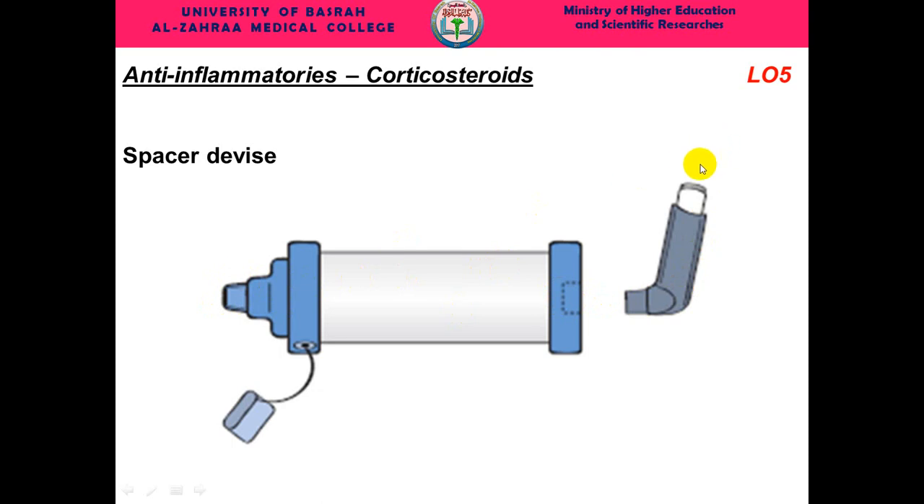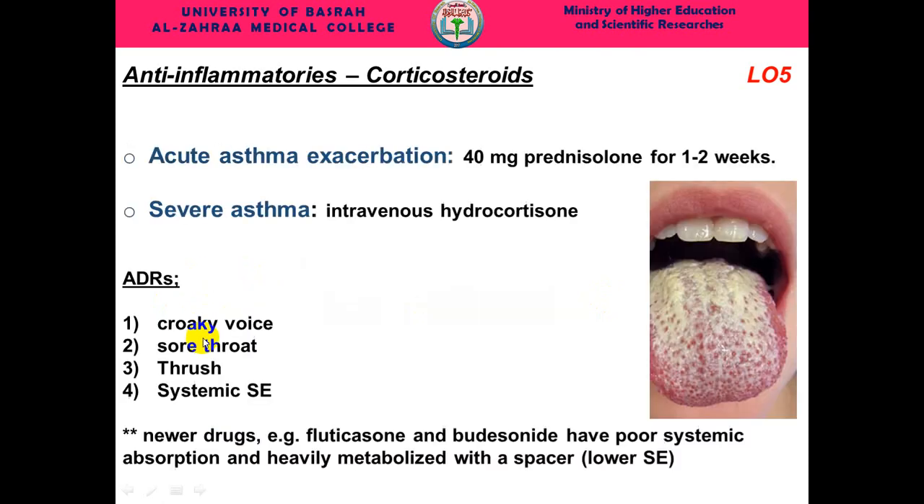After pushing the canister down, the material will go inside and will be distributed in this spacer device. So a large space is in here, and the patient will breathe in the material without it being concentrated in his mouth, so it will go to the lung.